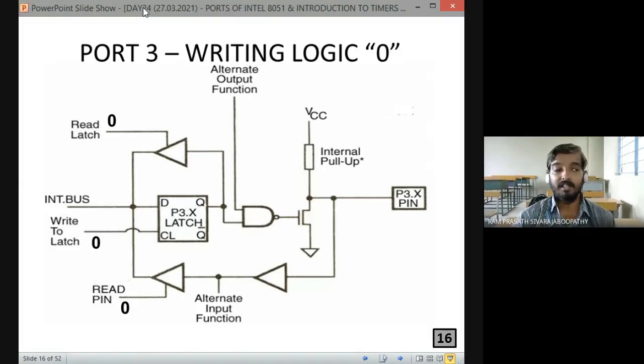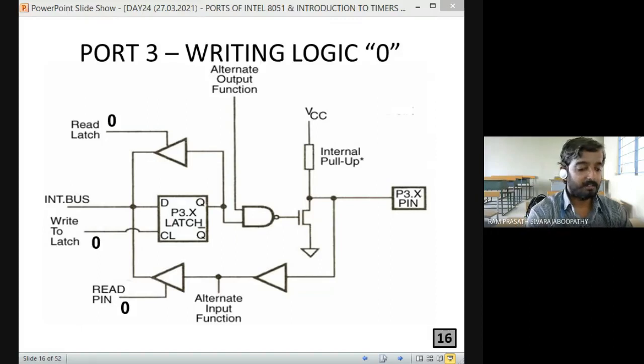Generally, this alternate output function is going to remain high only. During the port operation, the alternate output function is automatically 1. Can you say what are all the alternate output functions we have in Port 3? I will type the signals, you identify them.